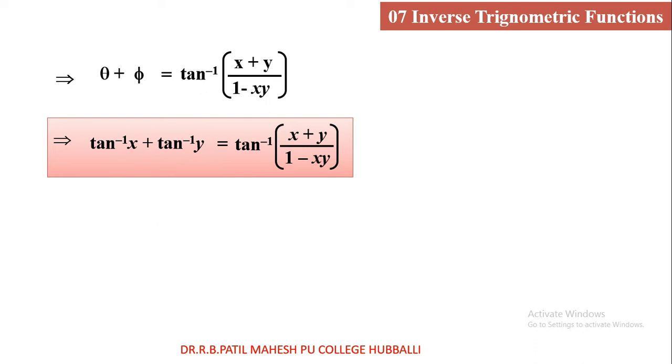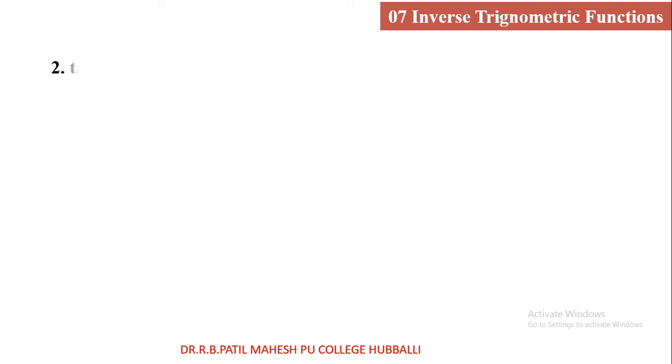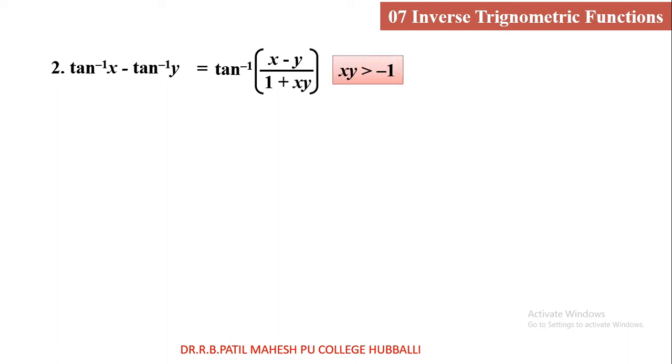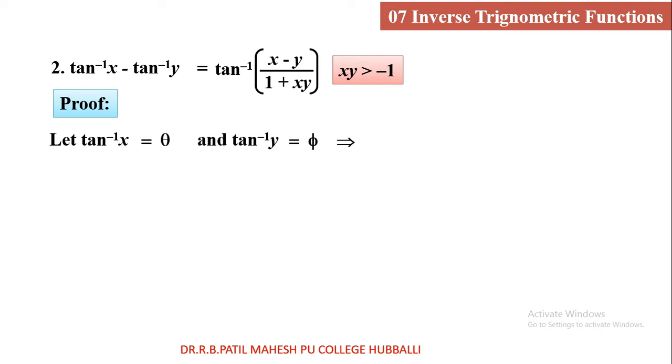Let me take one more. Tan inverse x minus tan inverse y is equal to tan inverse of x minus y upon 1 plus x into y, where xy is greater than minus 1. Dear students, for this, let me take tan inverse x as theta, like previous, tan inverse y as phi, so that x is equal to tan theta and y is equal to tan phi.